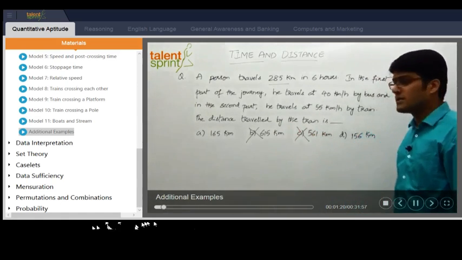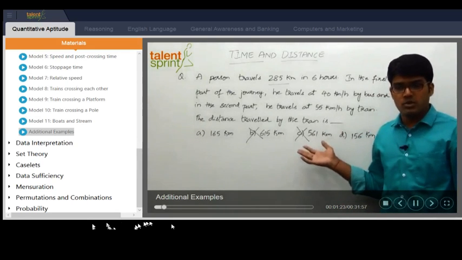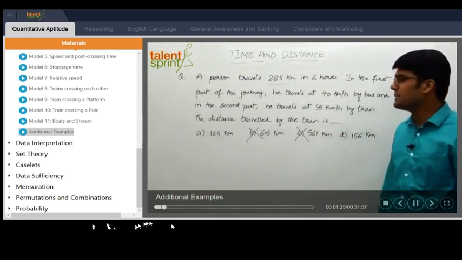However, let's look at the solution. And not really a difficult one. I'm sure all of you have found it to be very simple. What does it say?